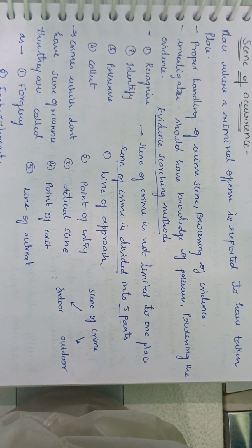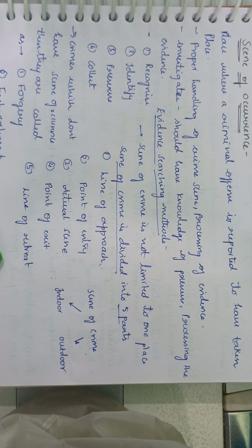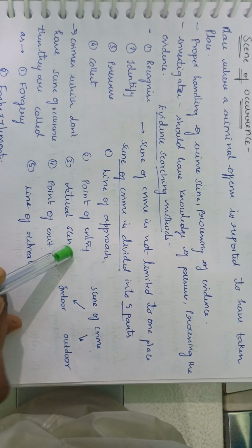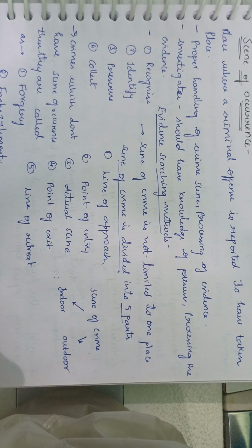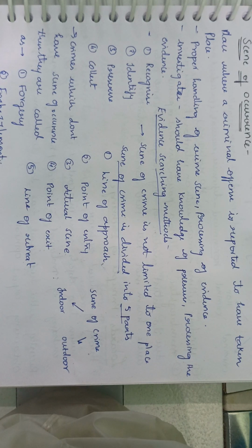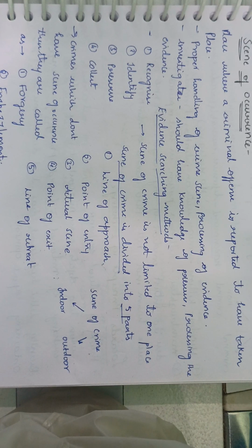And then, in a compact scene of crime such as burglary, the scene may be divided into five parts, that is line of approach, point of entry, actual scene, point of exit, and line of retreat. So these are the five things into which the crime scene is divided. The actual scene is where the crime has been committed. Take burglary as the example. Burglary is a crime where there is illegal entry into someone's house to commit a crime, usually without any direct contact with the victim.